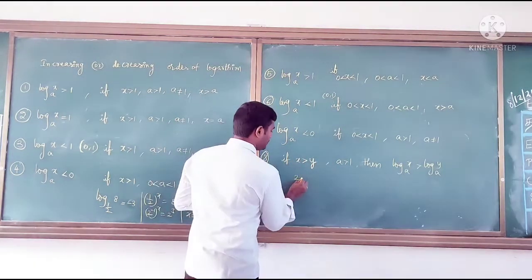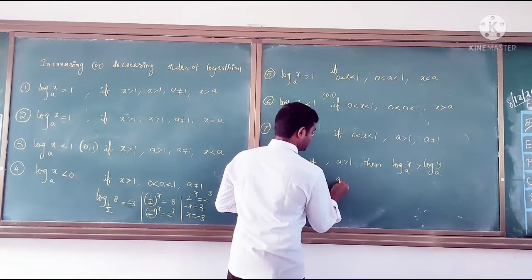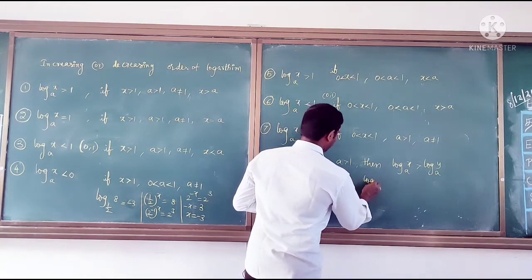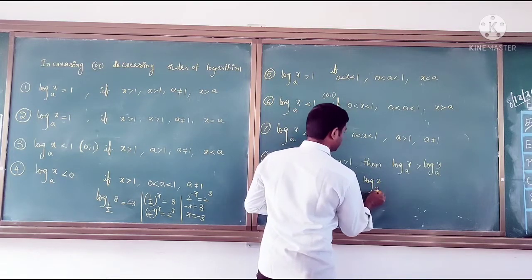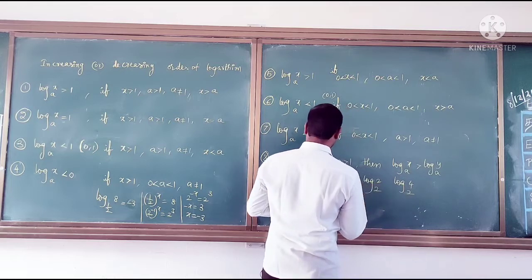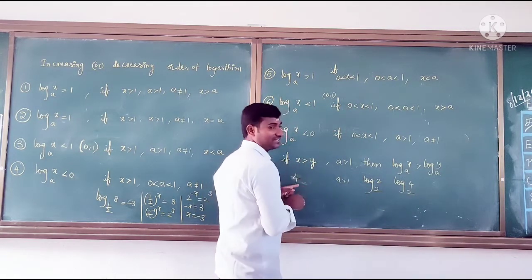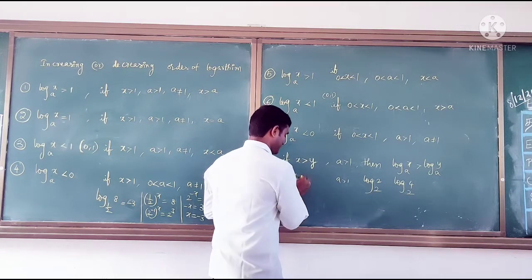Suppose 2 is greater than 4 means, okay, so a is greater than 1. Log 2 to the base 2 and log 4 to the base 2. Log 2 is, sorry, you can take 4. 2 is not greater than 4, no? 4 is greater than 2.